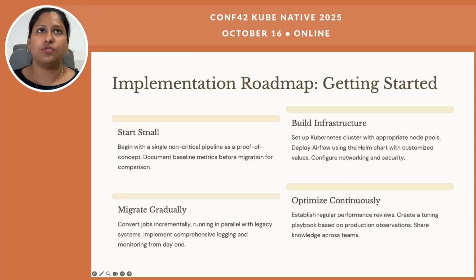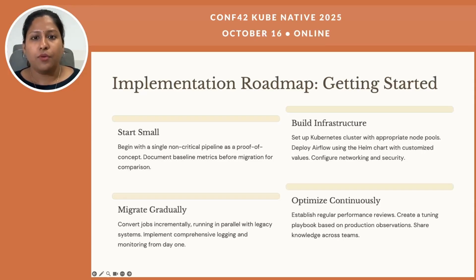Here's the implementation roadmap if you are planning on getting started. This is how your implementation would look. Week one, pick a safe pipeline, record baseline runtime, shuffle, and cost. Week two, stand up a small K8s node pool, deploy Airflow with Helm, set workload identity and secrets. Week three, containerize the pipeline, add dynamic allocation, switch joins appropriately, and add checkpoints.